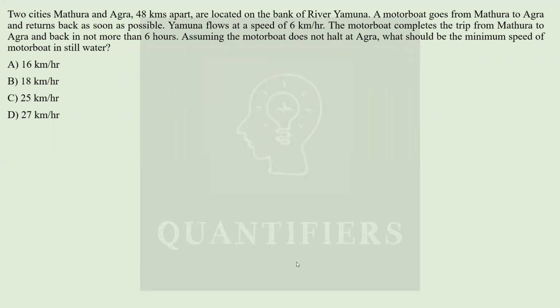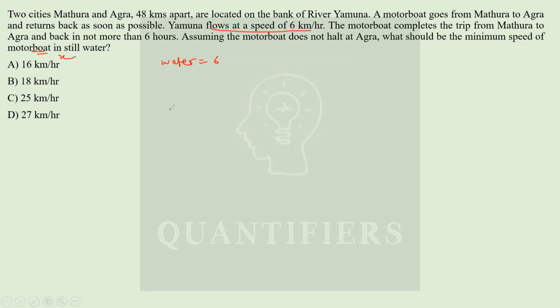Let's see this question now. So students, the speed of water is already given. You can see the speed of water is already given, which is 6. I'm assuming the speed of the motorboat to be x.